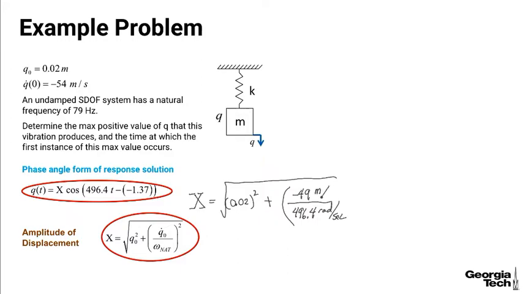So we've got meters per second for the velocity, radians per second for the natural frequency. This would be meters. And so you can see the seconds cancel out over here. And the meters squared becomes, when you take the square root of that, it's going to be meters. And radians is dimensionless. And so we end up with the amplitude of displacement is equal to 0.101 meters. And so that's the maximum positive value of Q that this vibration produces. Because the max value of the cosine argument would be 1, and 1 times the amplitude of displacement would be the maximum positive value of Q.